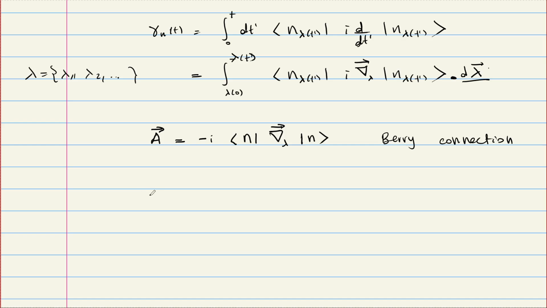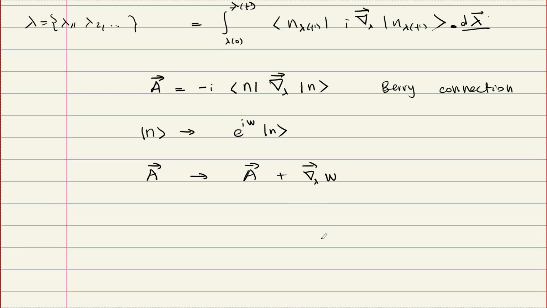And the property of the Berry connection is that if you change |n>, quantum mechanical states are defined up to a phase, e to the i omega of n. A changes like A plus the gradient of this phase, again in the parameter space. So these are phase dependent.